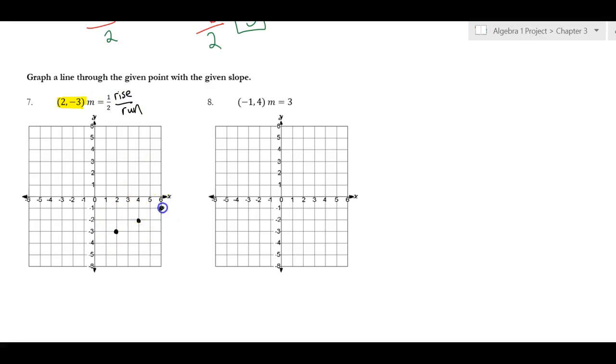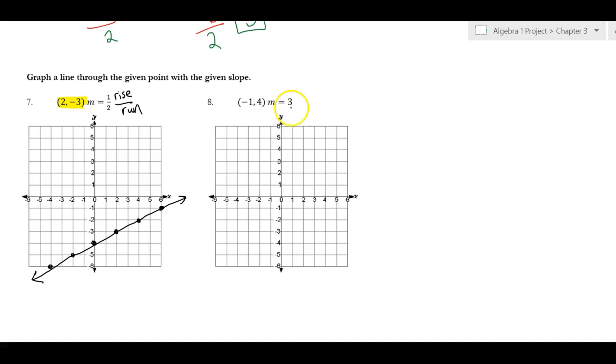Up 1 over 2. Now what I'd like us to do is I'd also like us to go the backwards way. So now down 1 over 2. Down 1 over 2. I would like you to continue your slope till it leaves the graph. It's good practice, and practice never hurt anybody. All right, I'd like you to try number 8.